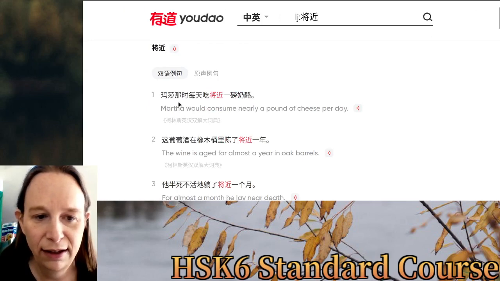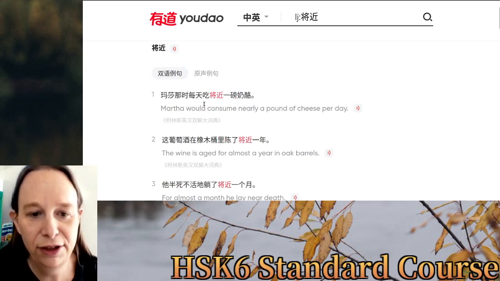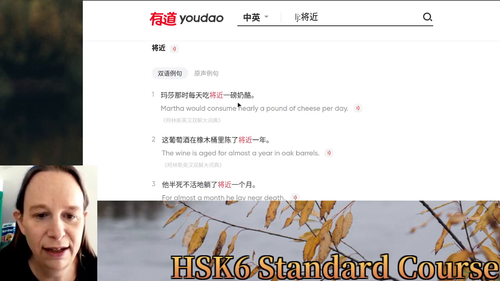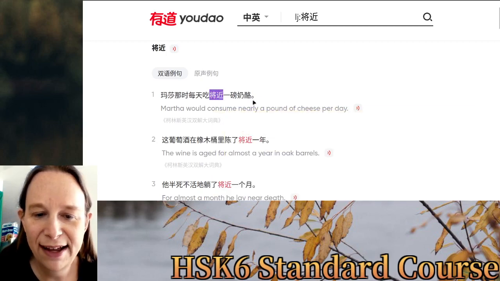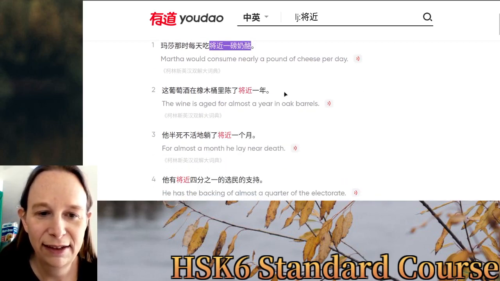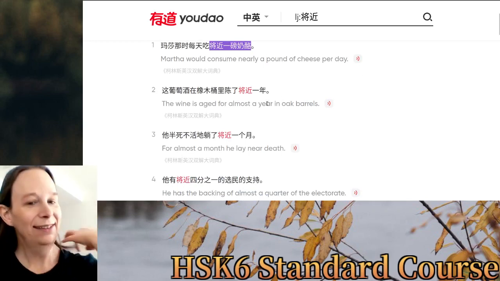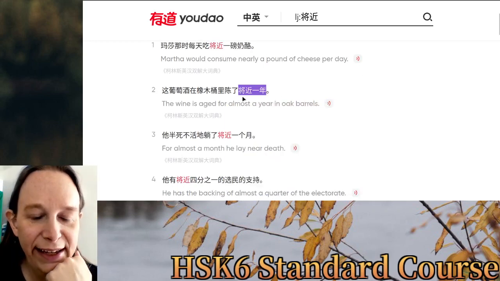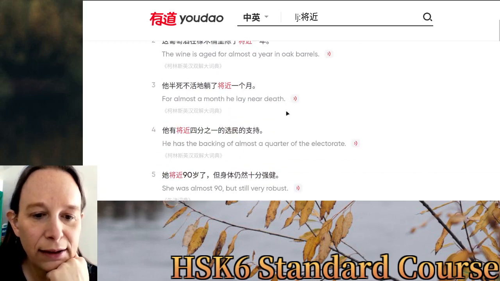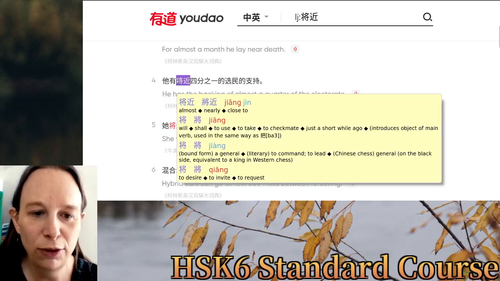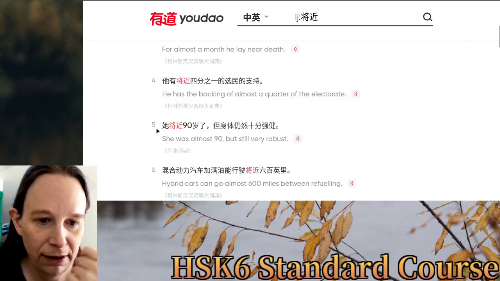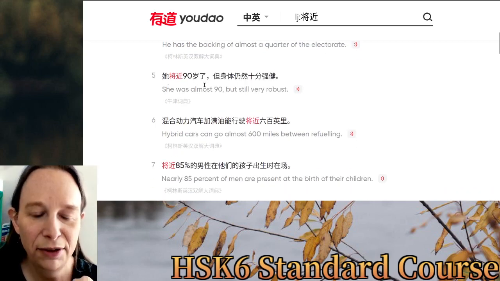Okay, 这个人, 那时每天吃将近一磅, 奶酪, so almost a pound of cheese. She likes her cheese. 将近一年, so almost a year. 将近一个月, 她有将近四分之一的选民的支持, almost that. This is almost. 她将近90岁了, so she's almost 90. Okay.